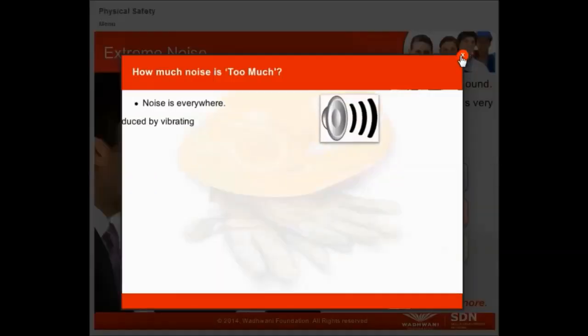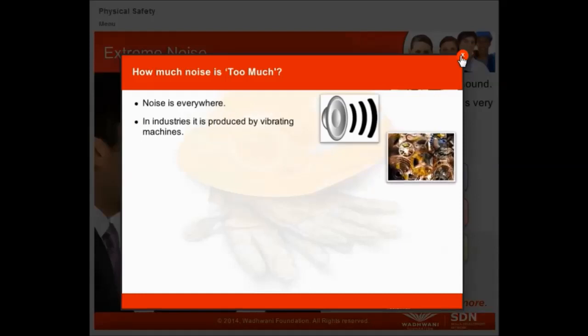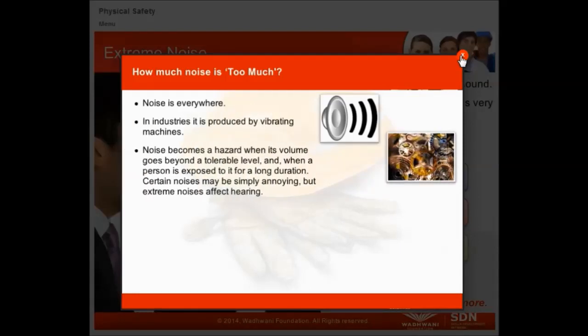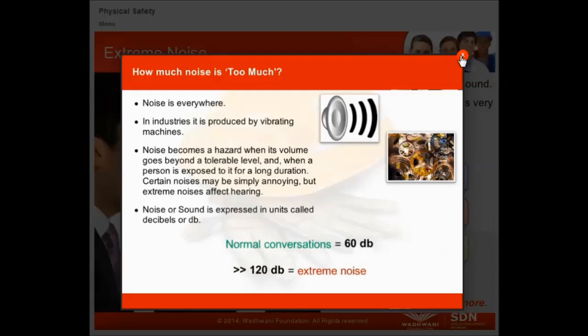Noise is everywhere. In industries, it is produced by vibrating machines. Noise becomes a hazard when its volume goes beyond a tolerable level and when a person is exposed to it for a long duration. Certain noises may be simply annoying, but extreme noises affect hearing. Noise or sound is expressed in units called decibels or dB. Normal conversations are at 60 decibel. Any sound over 120 decibel is considered extreme noise.